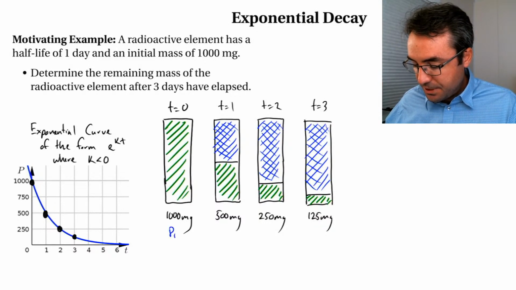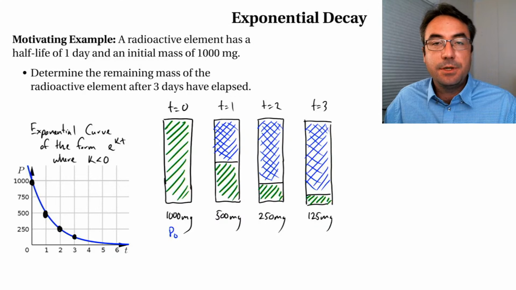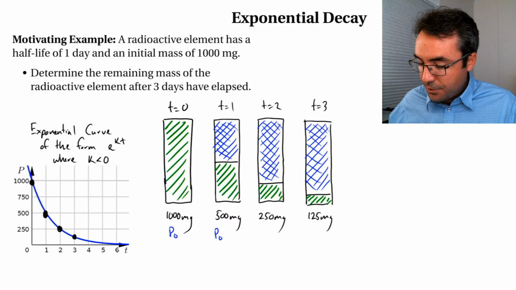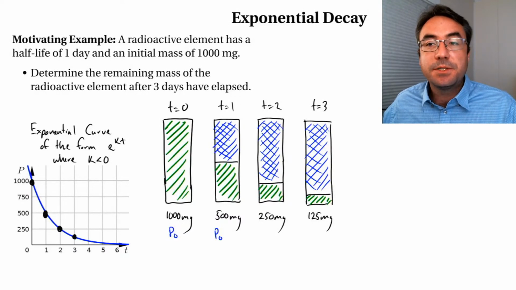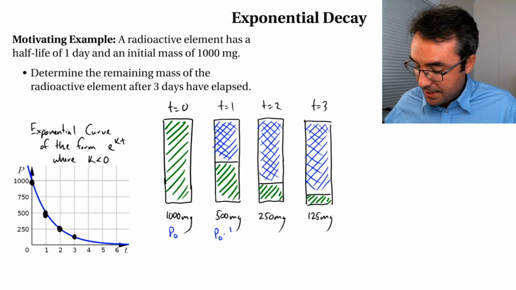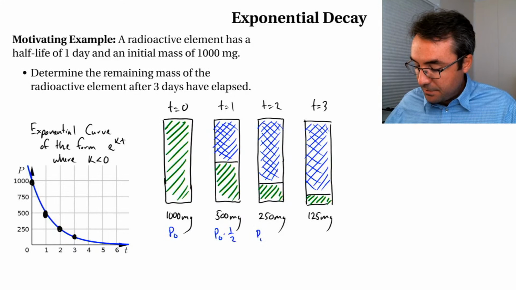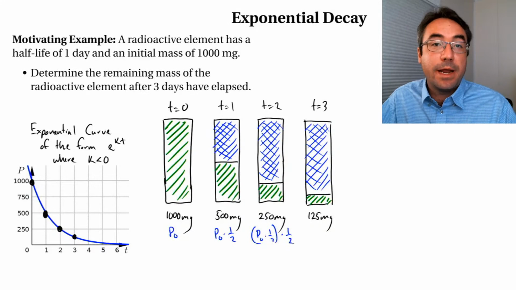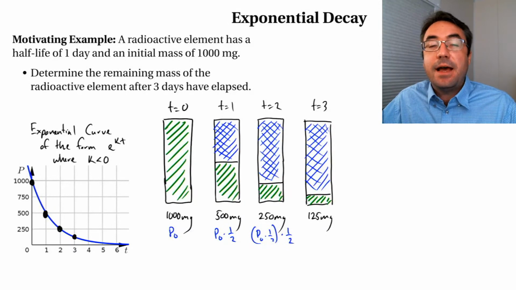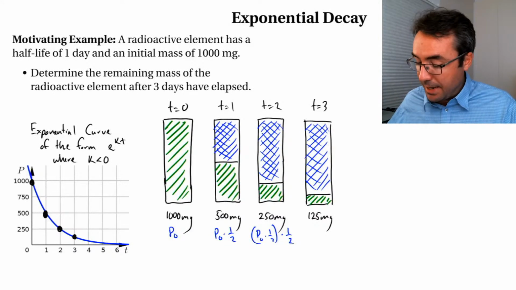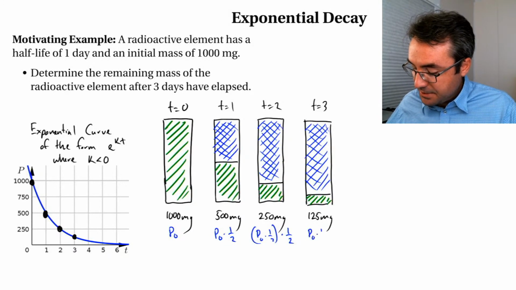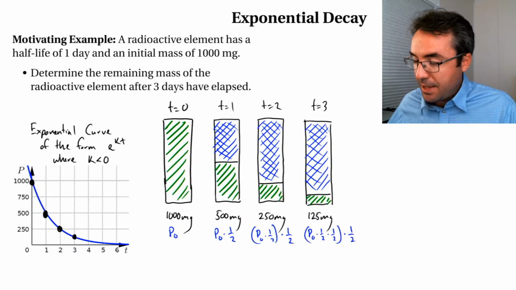So on day 0, we start with our initial population, the initial mass. Then after 1 half-life goes by, we multiply our starting mass by 1/2. Then another half-life goes by, so we multiply our previous mass by 1/2. And then on day 3, another half-life has gone by, so we take our previous mass, which was p0 times 1/2 times 1/2, and then we multiply that by 1/2.